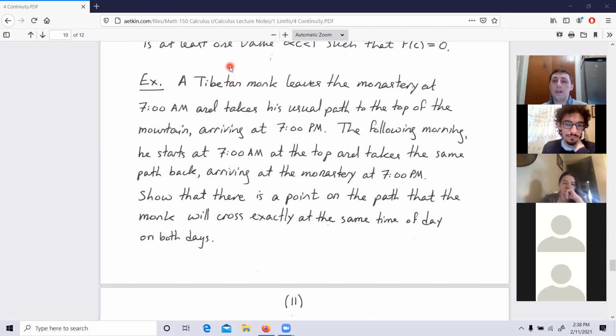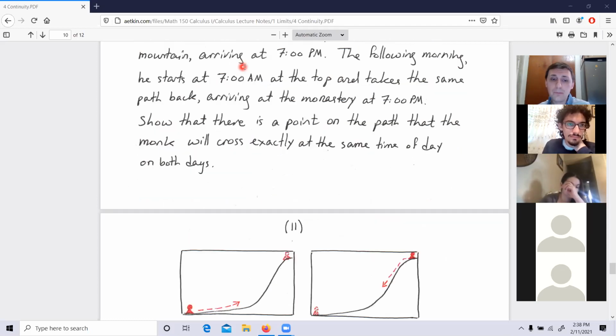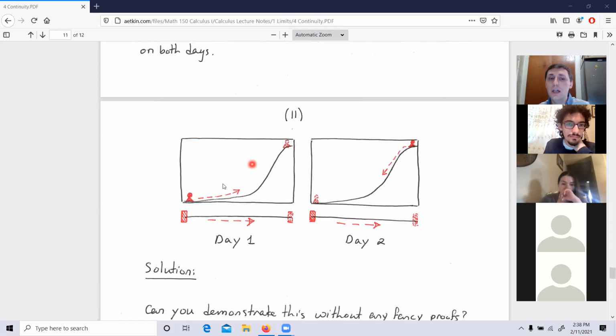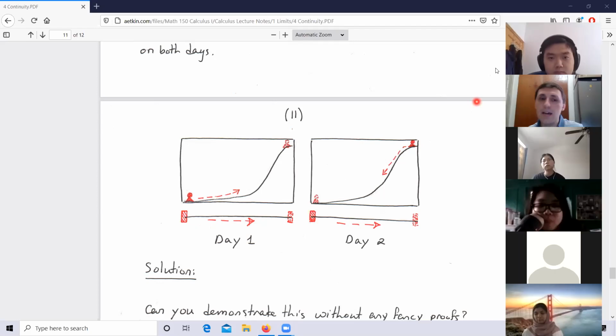So on both days, the monk will be in the same place on the mountain, at least for one moment of time. And here is the picture for it, you understand? You recorded the monk. The monk initially was at the base of the mountain and he was climbing to the top. And on day 2, at the beginning of the video, the monk is on the top of the mountain. The duration of each video is the same, from 7 a.m. to 7 p.m. Do you understand?